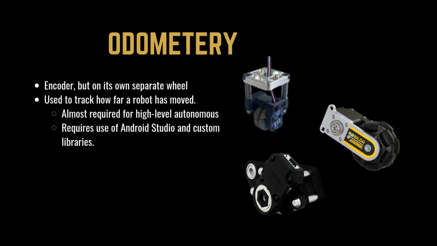Now we have the final and most advanced sensor that most people use, which is odometry. It's like an encoder, but it's on its own separate spring-loaded or gravity-loaded wheel. Because if your wheel slips, for example if it accidentally goes off of the floor, your encoder is spinning in the air and the robot's not moving, which throws off the distance. With springs, you can make sure it always has contact with the floor, so it'll track more consistently. You can use this for high-level autonomous paths, but to use these you'll need Android Studio and sometimes custom libraries, depending on how you do it.